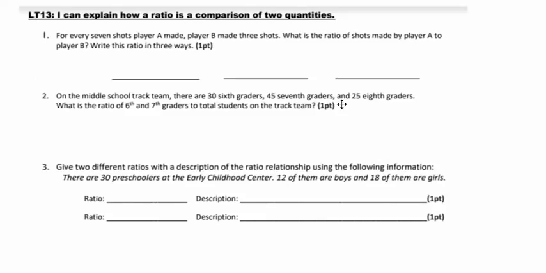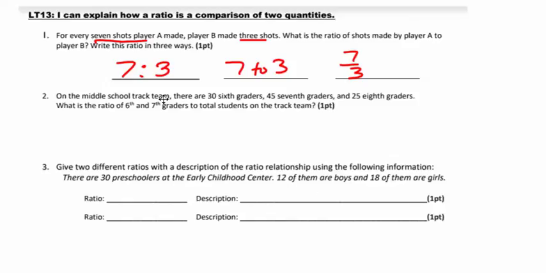All right, so our first learning target is I can explain how a ratio is a comparison of two quantities. That means two different things. So the first one, for every 7 shots player A made, player B made 3. So my ratio is just 7 to 3, 7 to 3, and 7 to 3. Just wanted you to be able to write it 3 ways. You should always recognize those 3 different ways. Again, I always said that I'm probably going to do one of these two. Okay? All right, next one.